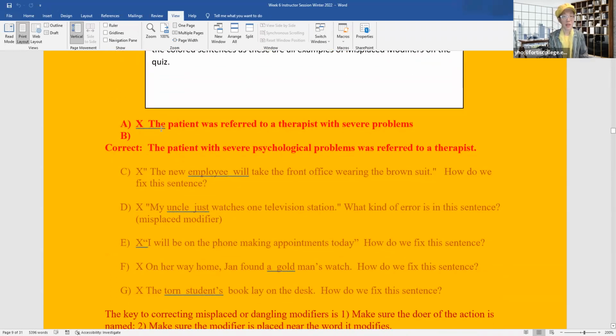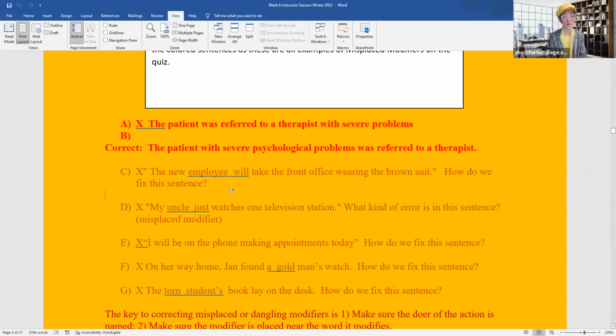So it's incorrect to say, the patient was referred to a therapist with severe problems. So you're going to take your patient to a doctor that also has problems? No. So this means that the therapist is not the one with severe problems. So you have to move around the words with severe problems: the patient with severe psychological problems was referred to a therapist. So you notice that I had to move these modifiers elsewhere, next to the patient. That's known as a misplaced modifier because it's not placed in the correct place.